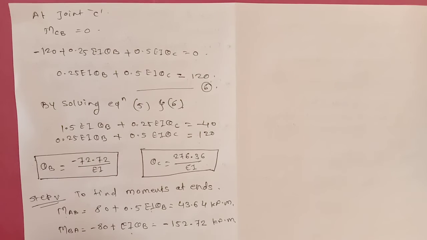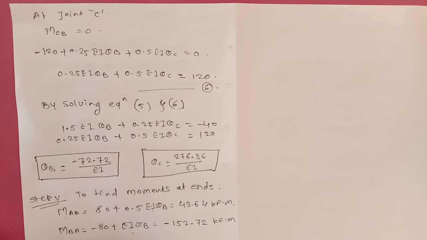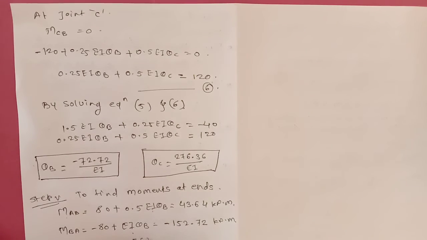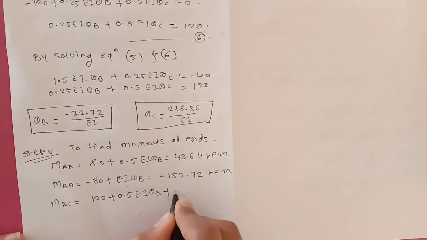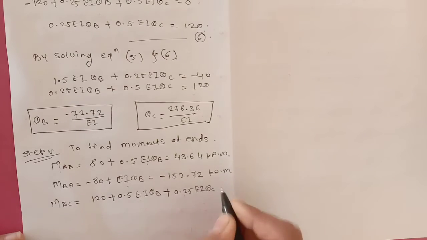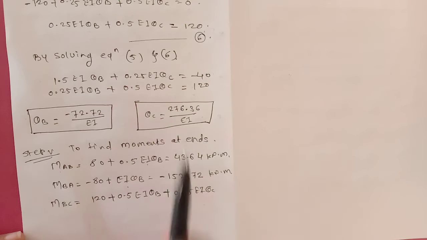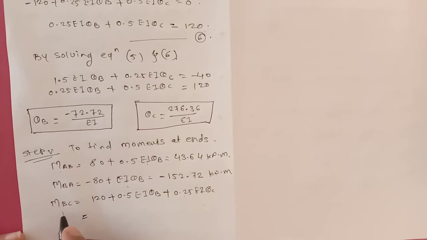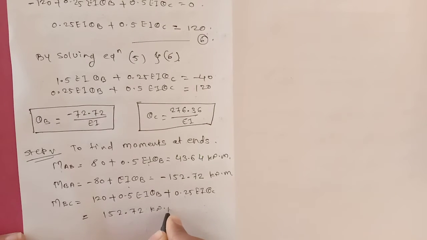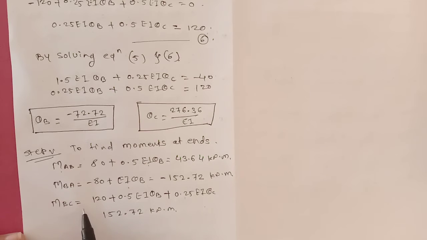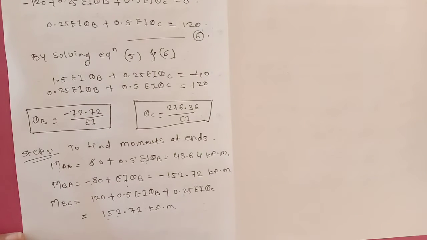After that, next member BC. The equation is 120 plus 0.5 EI theta B plus 0.25 EI theta C. In that equation put the theta B and theta C values, then we get the end moment at member BC equal to 152.72 kilonewton meter. So here you can see at point B two members act, that is BA member and BC member. The end moments for BA and BC are the same, only the sign is changed.